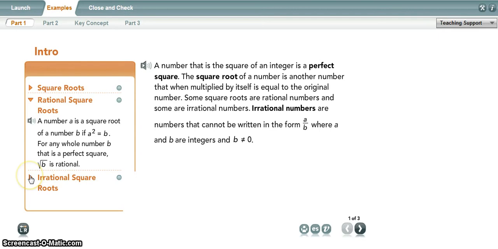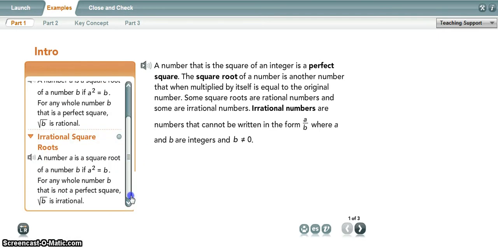The next type of square root we want to talk about is irrational square roots. A number a is a square root of a number b if a squared equals b. For any whole number b that is not a perfect square, the square root of b is irrational.